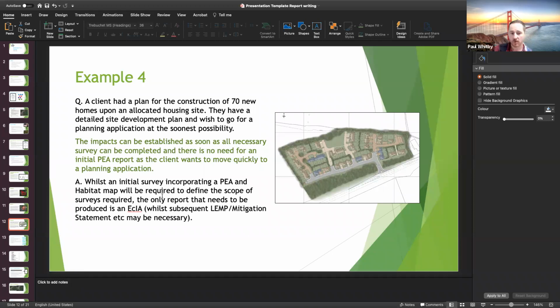So whilst an initial survey incorporating a PEA and habitat map will be required to set out the scope of further surveys, the document that we'll be moving forward with is an ECIA, whilst obviously there's potential for further what we call phase 3 reports moving forward.